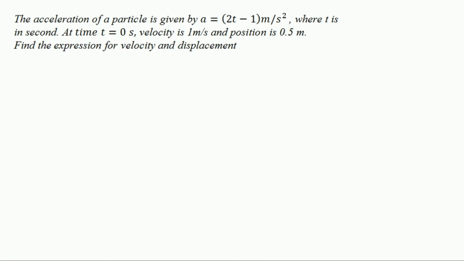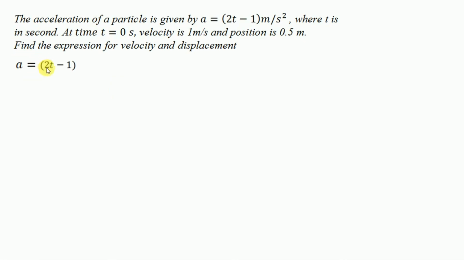And now this question. Now the acceleration is given by 2t minus 1 meter per second square, time is in seconds, and at time 0 second velocity is 1 meter per second and position is 0.5 meter. So we have to find the expression for velocity and displacement.